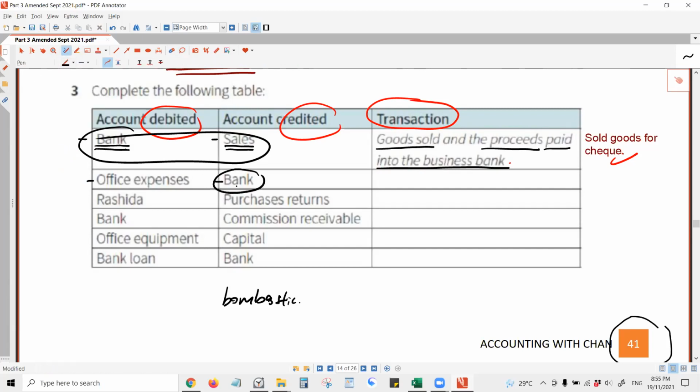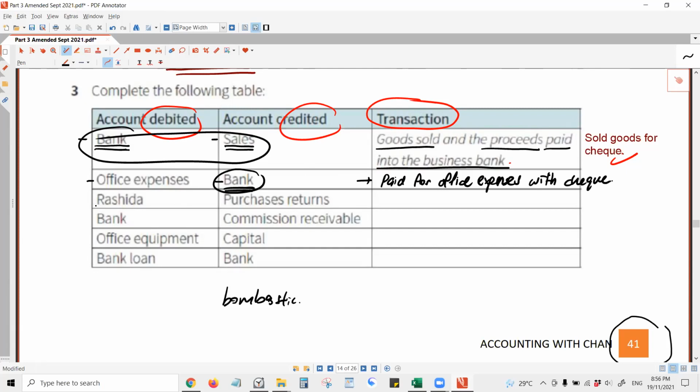So you pay with check because they credit bank. Transaction, you write: pay for office expenses with check. Simple? Yes, only 6 words. And it's straightforward. Okay, let me write properly. Yeah, I know it's not good looking, the sentence.